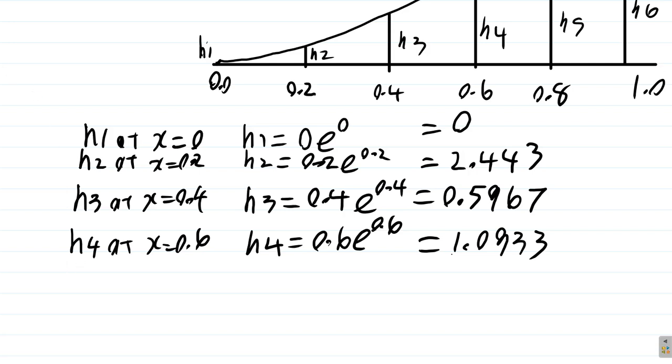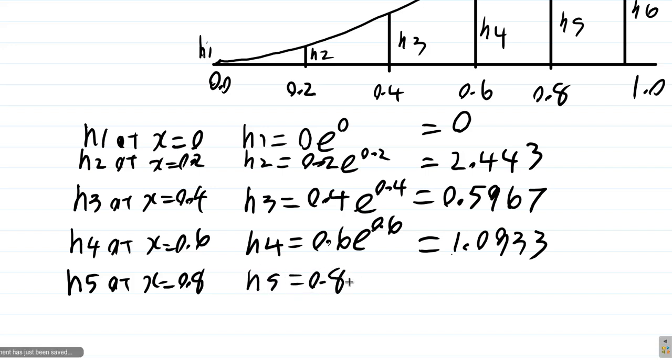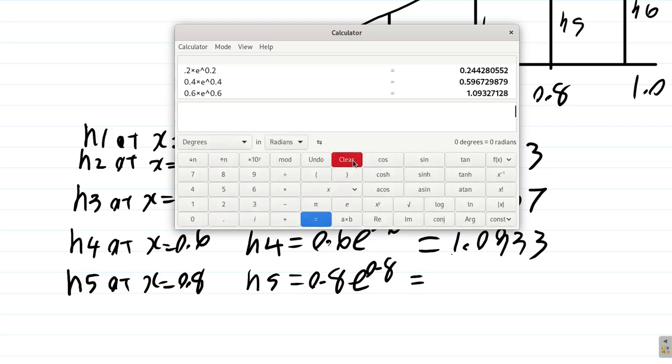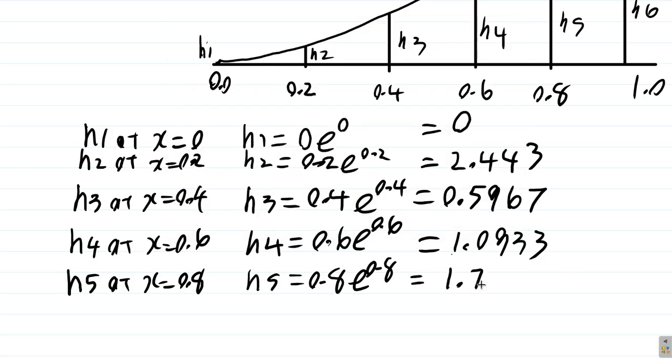Alright, so here now, what is H5? That is x equals 0.8. So H5 equals 0.8 e to the 0.8 equals, so we get our calculator. We say 0.8 multiplied by e to the power of 0.8 equals, what we have is 1.7804. Alright, 1.7804.